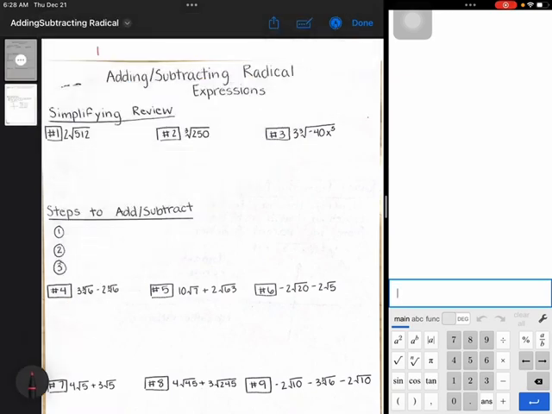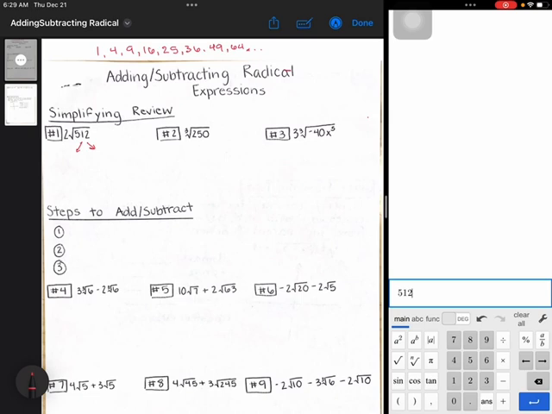So we have 1, 4, 9, 16, 25, 36, 49, 64, and you can keep going from there if you want to, but that's the list that I'm talking about. So in order to simplify, we want to make sure we are dividing the radicand by the biggest perfect square number. So if I look at 512, I need to see what I can divide 512 by.